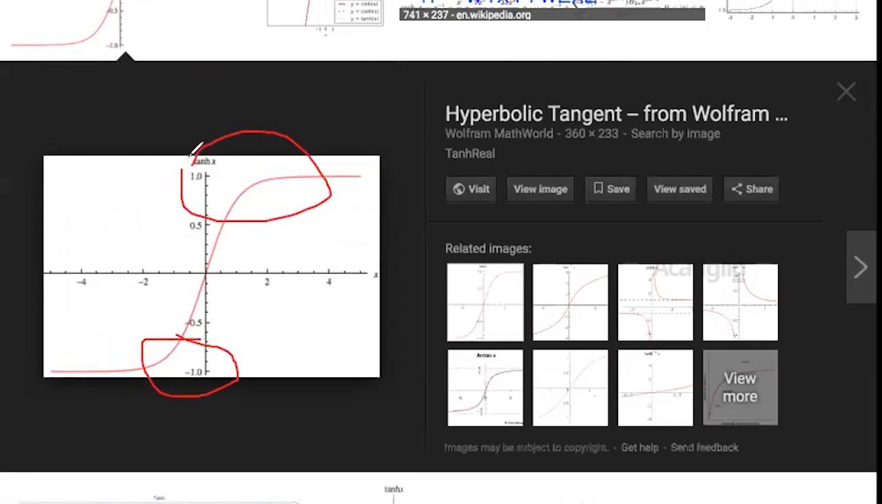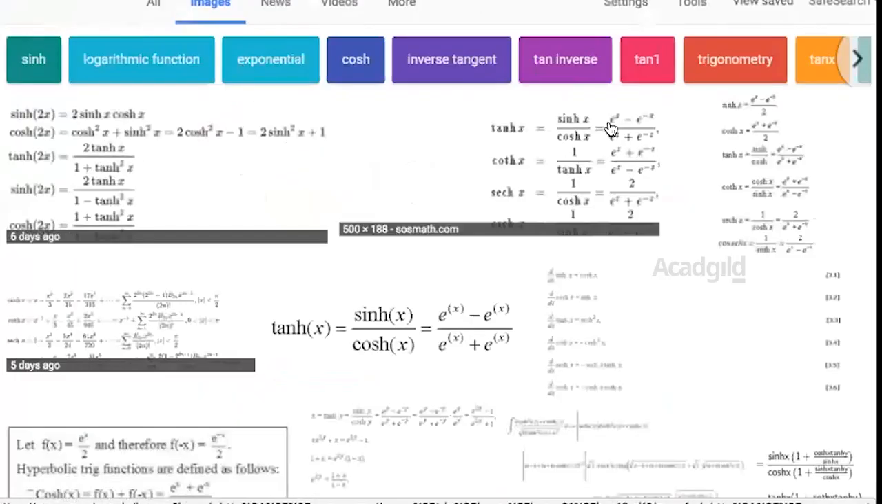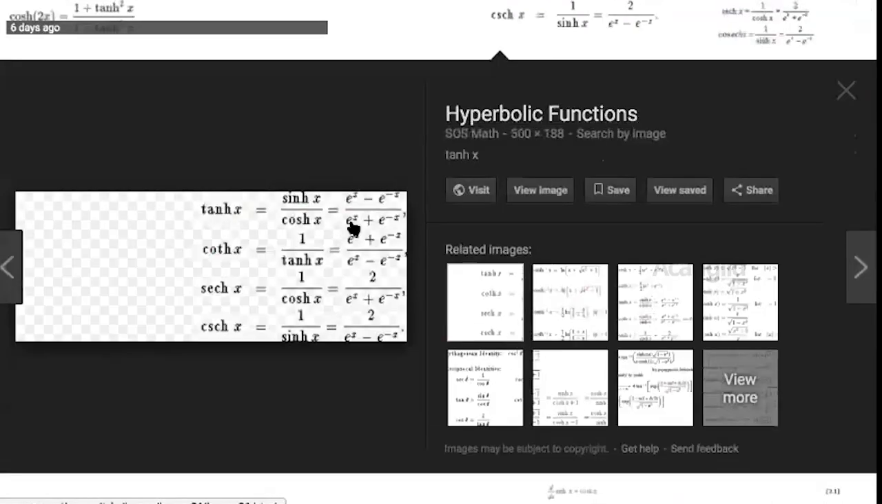The formula of tanh is also very similar. It's e power x minus e power minus x, divided by e power x plus e power minus x. Don't worry too much about the mathematical formula. Instead, most of the interview questions, and I've taken and given a lot of interviews, trust me, they ask you for the shape of the function.